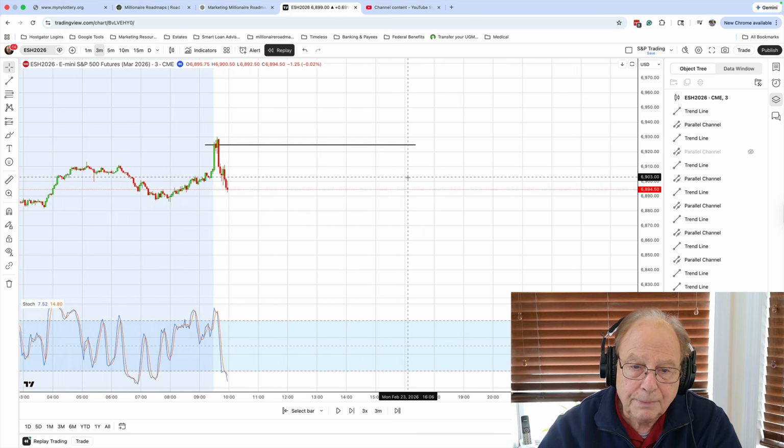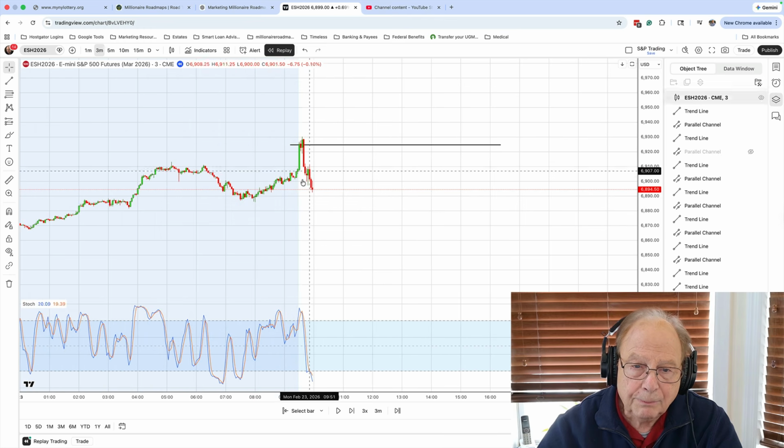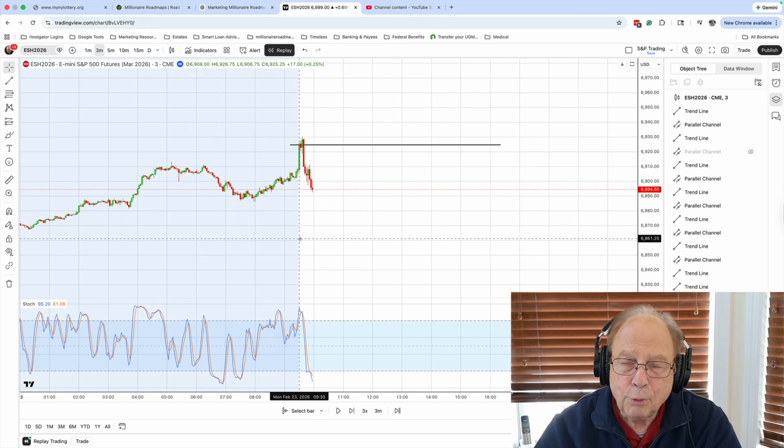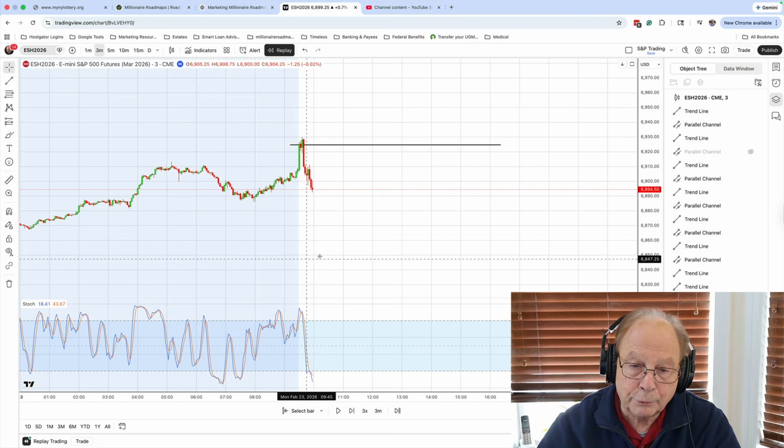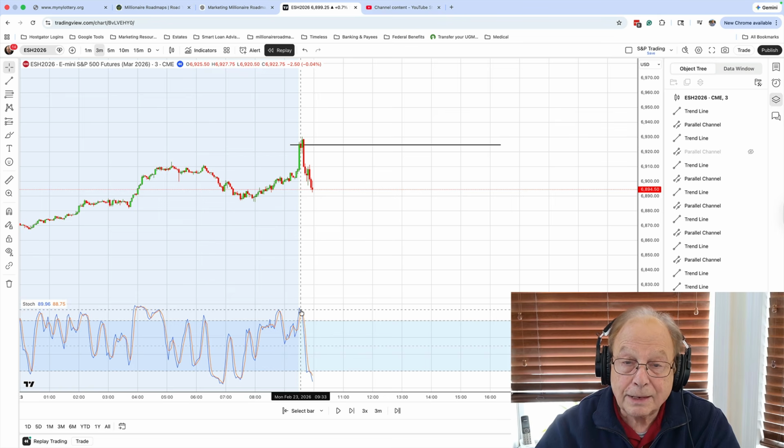So this is a 3-minute chart. And here we can see stochastics a little more clearly. And this was a relatively fast stochastic, 7-3-3. That's what I use, 7-3-3. And here we can see stochastics is overbought, and they're coming into an oversold position over here.